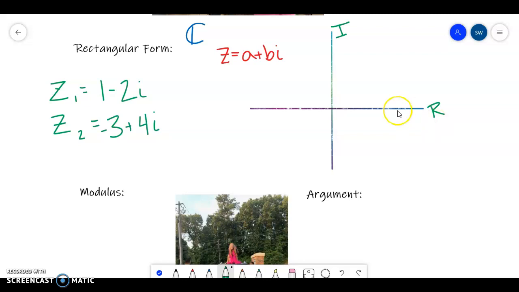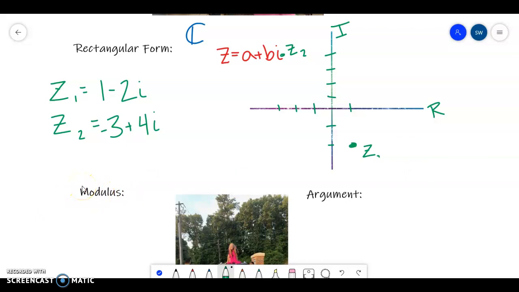Okay, big thing that you have to remember. Even though the math that we're going to do for this is very similar to vectors, complex numbers are numbers, so they are points when graphed in the complex plane. So Z1 would be 1 in the real direction and 2 down in the imaginary direction. So there is Z1, the point. And then Z2 would be negative 3 in the real direction, 4 in the imaginary direction.